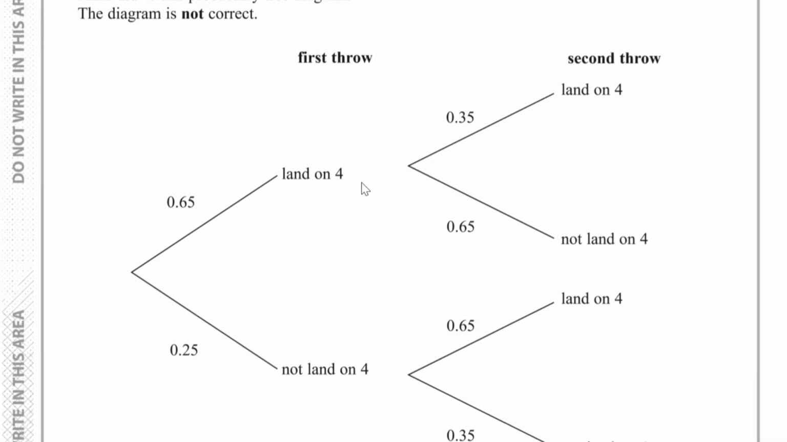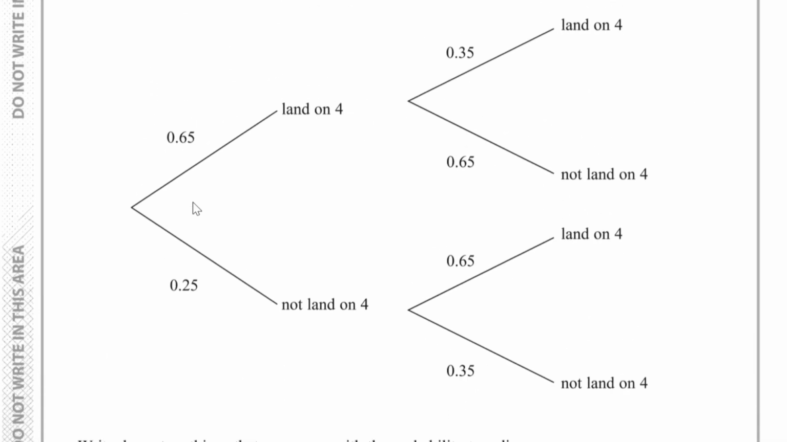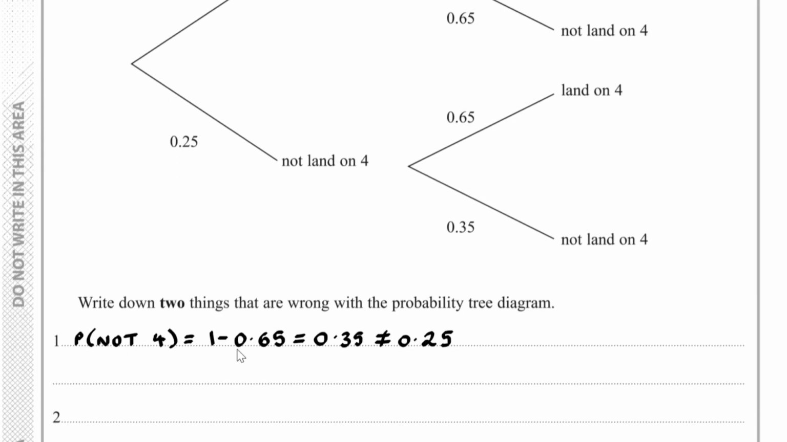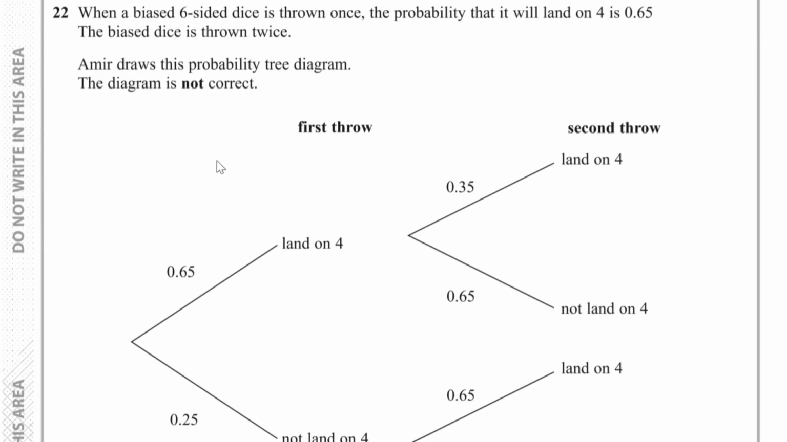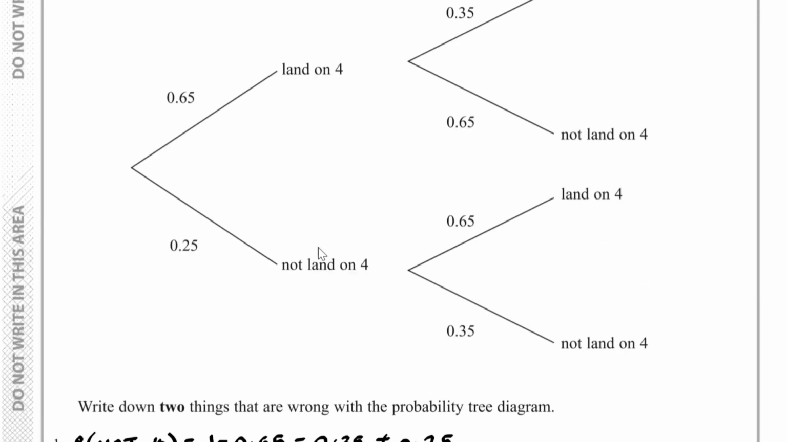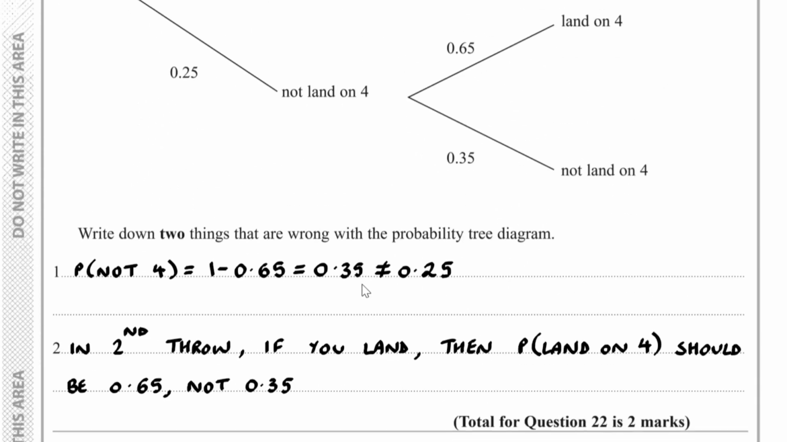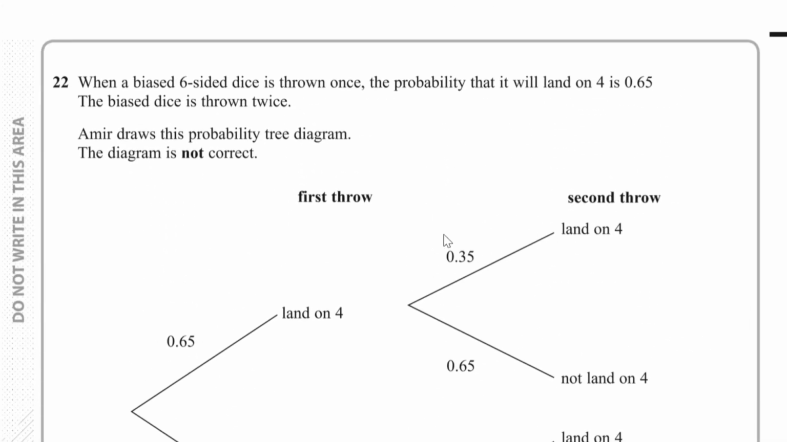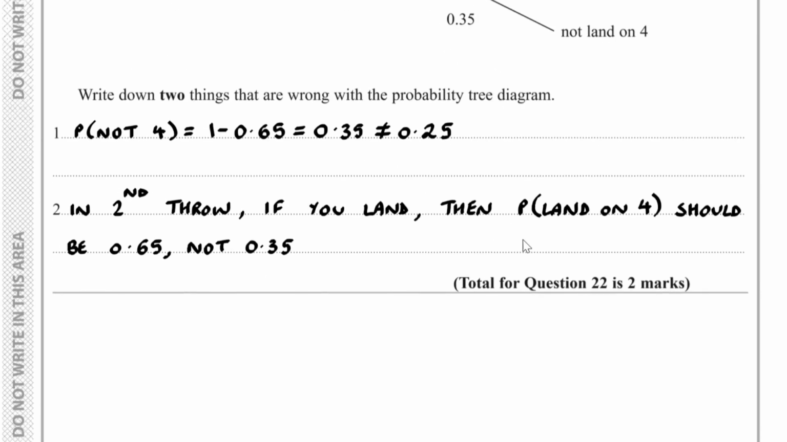Well, if the probability that we land on a 4 is 0.65, that means the probability that we do not land on a 4 is 1 subtract 0.65, which is 0.35, not this 0.25. And now, the other thing that's wrong is, if on our second throw we land on a 4, then the probability that we land on a 4 should be 0.65, not this 0.35 over here.